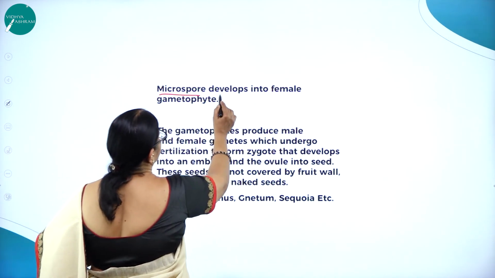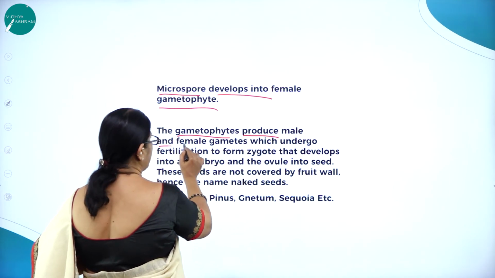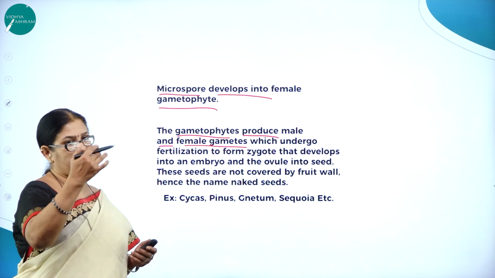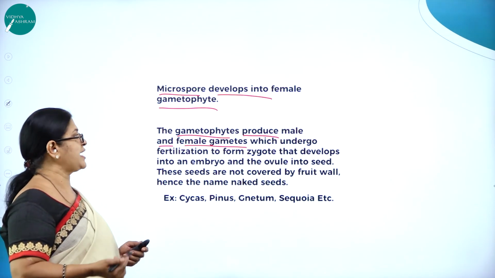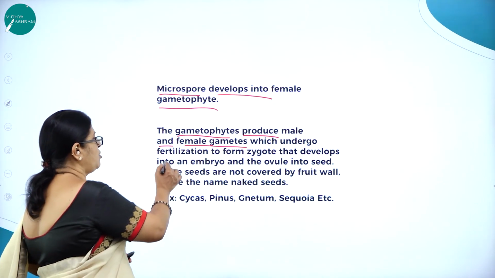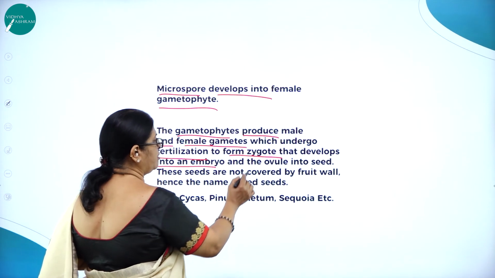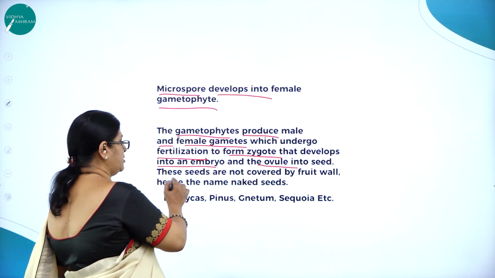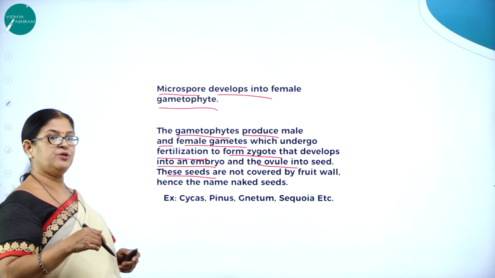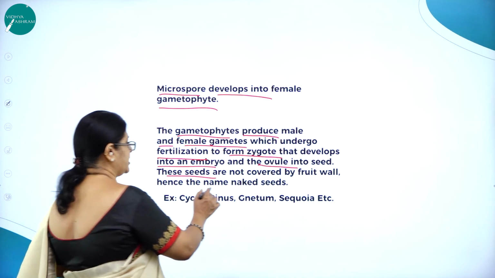Next, the microspore develops into female gametophyte and the gametophyte produces male and female gametes. And the very word itself will tell you, sporophyte means what? The plant body. Gametophyte means the gametes. So the gametophytes produce the male and the female gametes which undergo what? Fertilization to form what? Zygote that develops into an embryo, and the ovule into seed, and the ovary into what? The ovary into the fruit. But here the seeds are not covered by fruit wall, hence the name naked seeds.